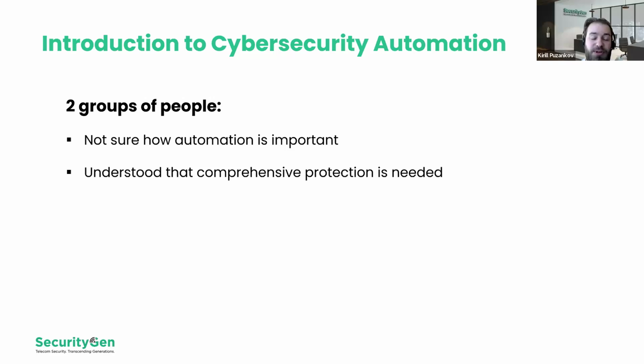And the second group is the one that we think already understood that comprehensive protection is needed, right? They just need examples of how you're going to create the automation around the systems already persisting in the network, and the ones that are required to be added, right? And I'll try to do my best to please both of these groups, right?